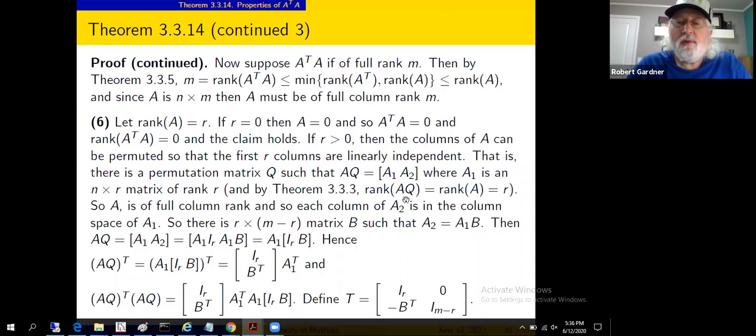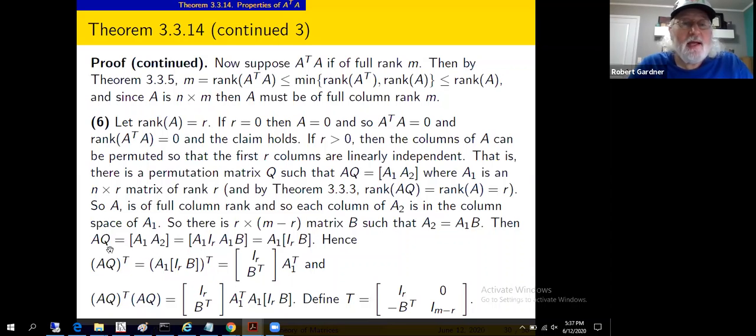And so every column of A2 then must be a linear combination of the previous columns. We've done this before as well, isolating the linearly independent parts of these matrices. So every column in A2 is a linear combination of the columns in A1. So there's a matrix B that will produce that linear combination of the columns of A1 to produce the columns of A2. We've done this before as well. Multiplying on the right by a matrix takes linear combinations of columns here.